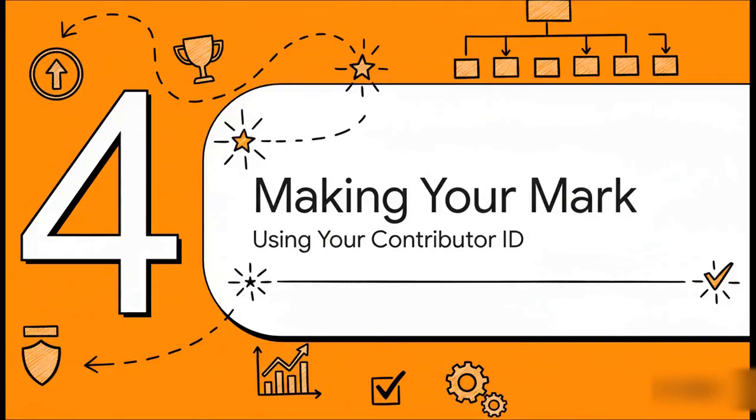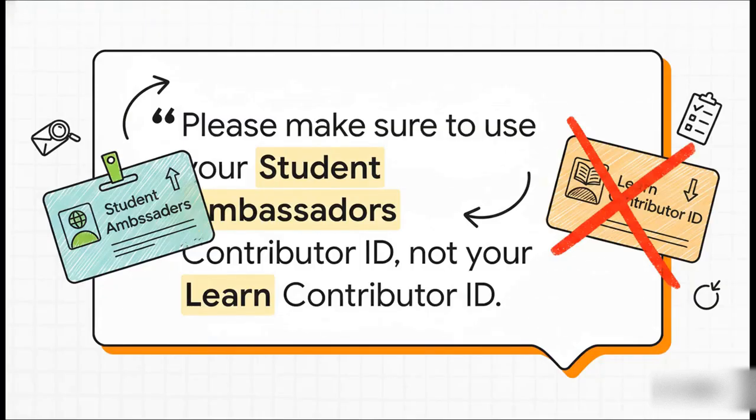Okay, so whichever path you choose, there's one little technical detail that is absolutely 100% essential to get right. It's how you get credit for all your hard work, and it's called your contributor ID. Let's look at how this thing works. And listen, this part is so important. You're actually going to have 2 different IDs. You have to, and I mean have to, use your Student Ambassador's Contributor ID, not the generic one from your public Learn profile. This is a super common mistake, so please double check you're using the special one that gets emailed to you after you register.